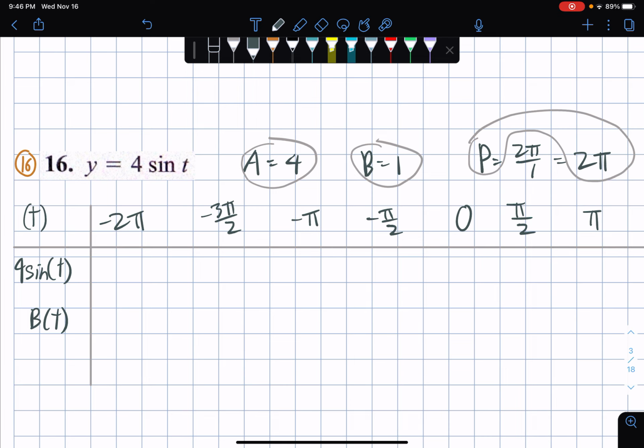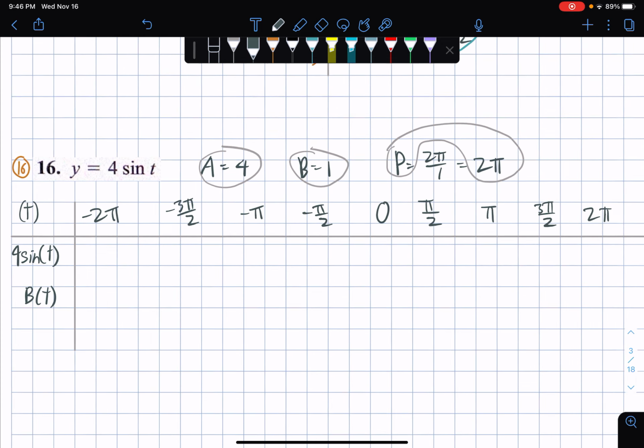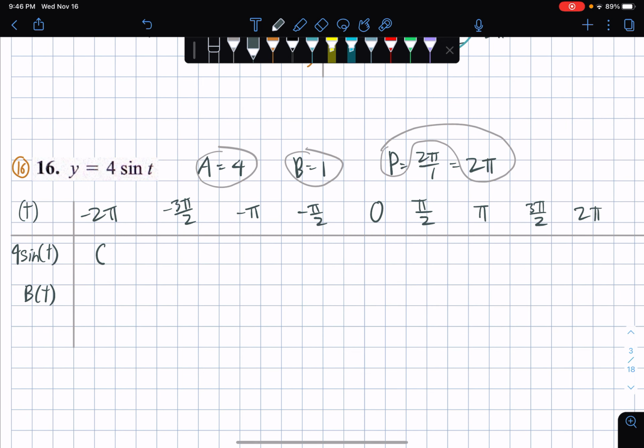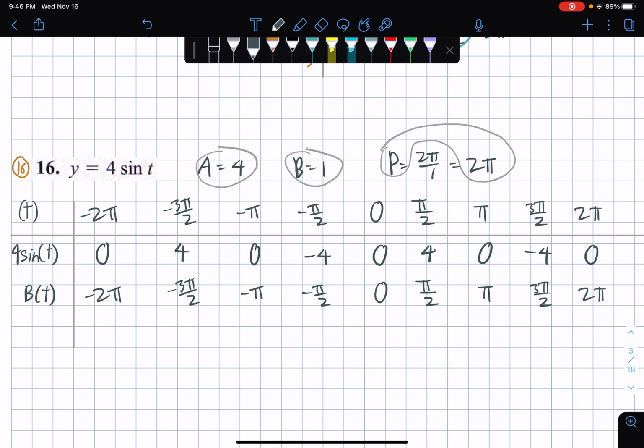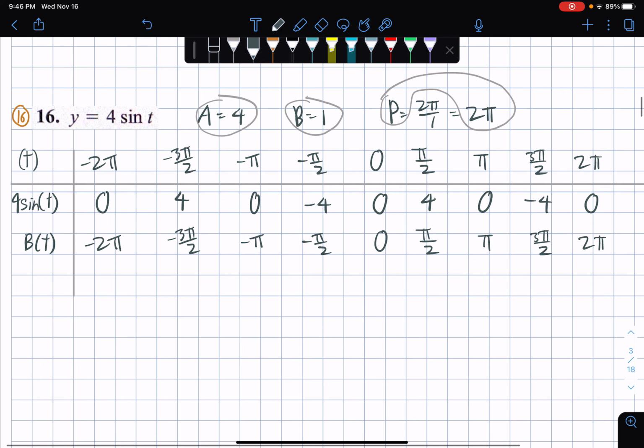So we multiply the t values with 4 sine, and we get the following: 0, 4, 0, negative 4, 0, positive 4, 0, negative 4, and 0. And this time, because the b is still 1, we just copy paste from the letter t. Now let's tally. Let's finalize the coordinates.